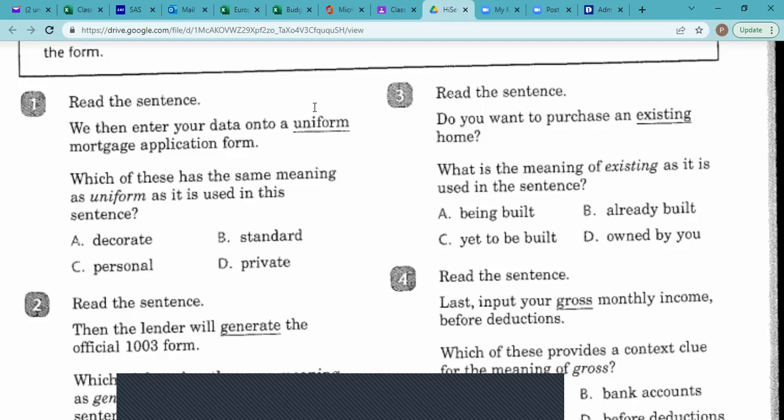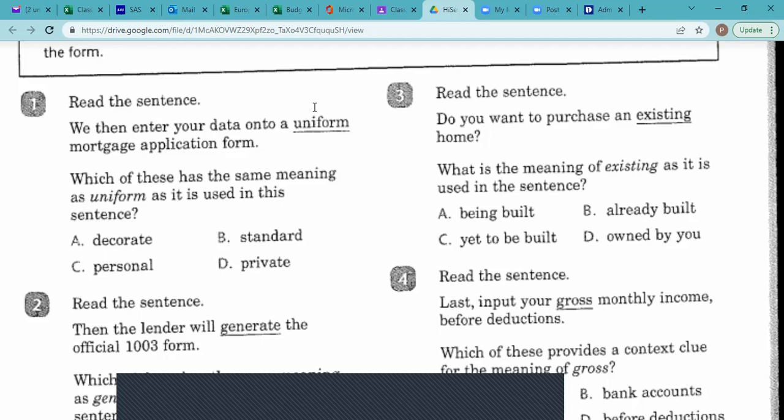Okay, so let's try decorate. We then enter your data onto, let's see, we then enter your data and decorate mortgage application. That sounds not right, okay? A lot of times, when you hear the word uniform, you might think of something someone wears, maybe a team uniform or a school uniform or a job uniform, okay? But this has a different meaning, something that is uniform, all right?